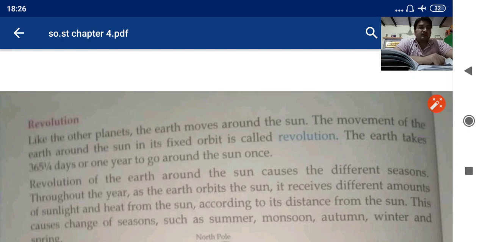Like the other planets, the Earth moves around the Sun. The movement of the Earth around the Sun in a fixed orbit is called revolution. Earth takes 365 1/4 days, or 1 year, to go around the Sun once. We have studied rotation. Now we are studying revolution.